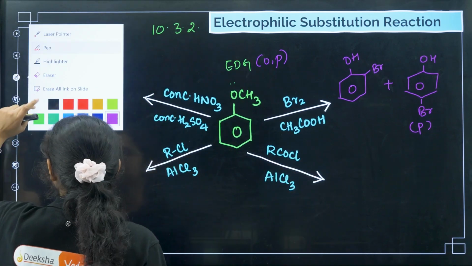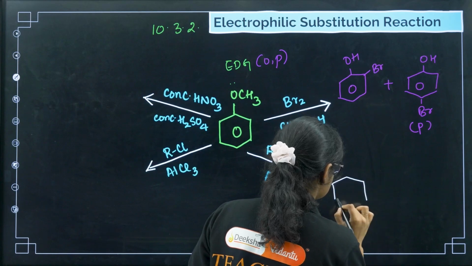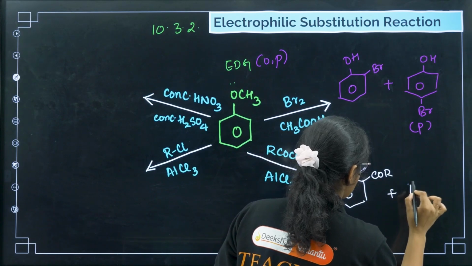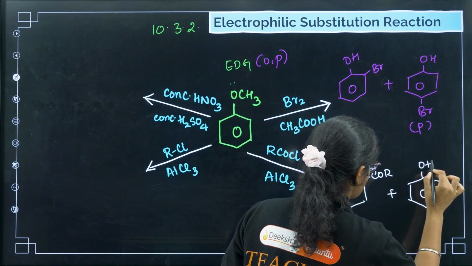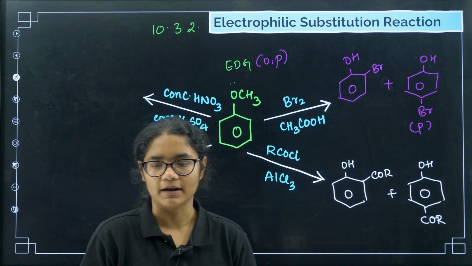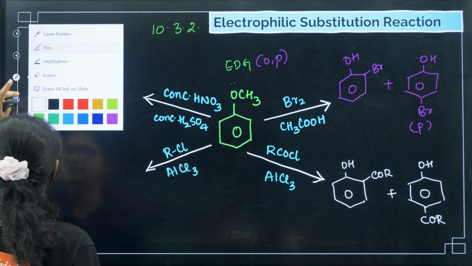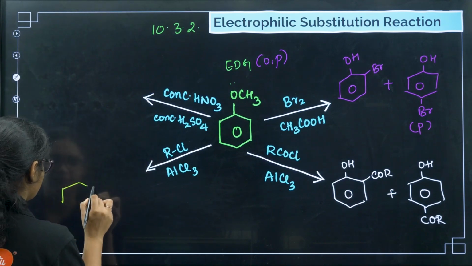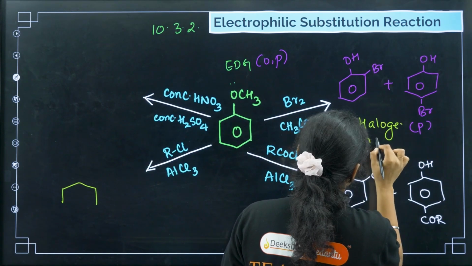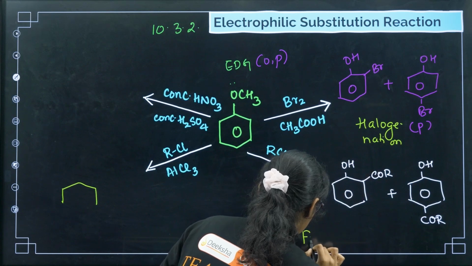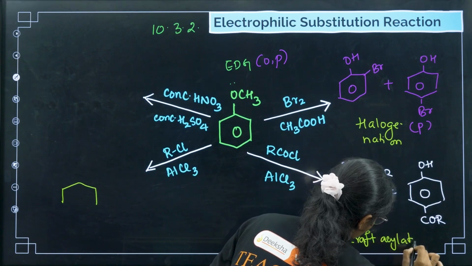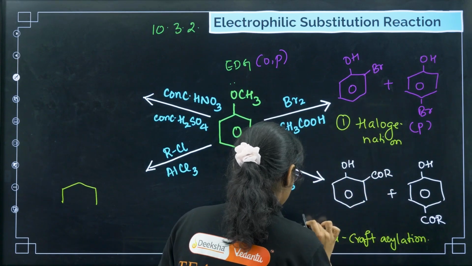Now similarly RCOCl, this is Friedel-Crafts acylation. So in Friedel-Crafts acylation we will get OH here, then we will get COR at the ortho position, and then we will have OH here and we will get COR. So we got one ortho and para product. Next, if you see RCl, this is Friedel-Crafts acylation, sorry, Friedel-Crafts alkylation. So I will write the name of the reactions also. So this is your halogenation reaction. This is Friedel-Crafts acylation. So this is first reaction, this is second.